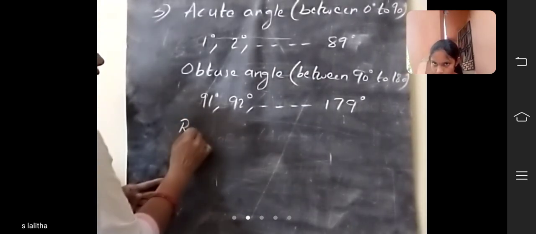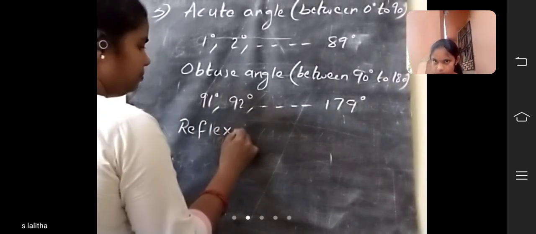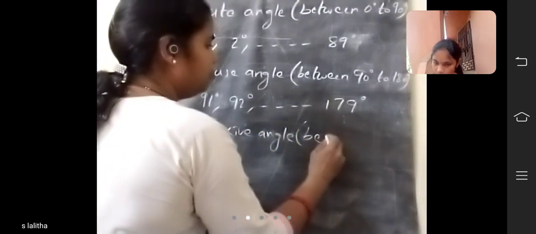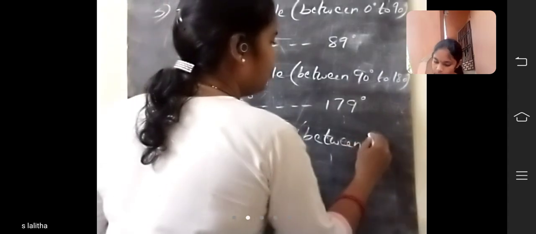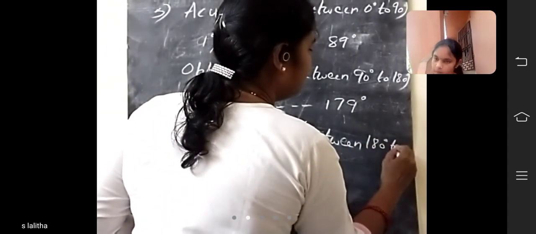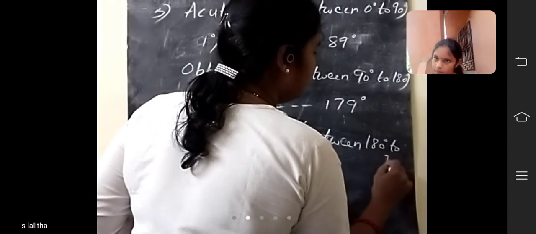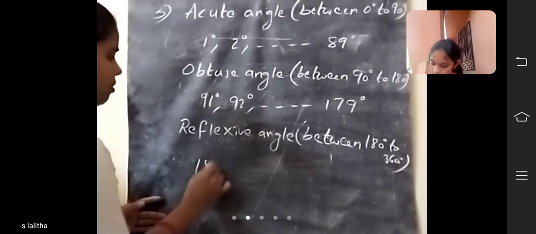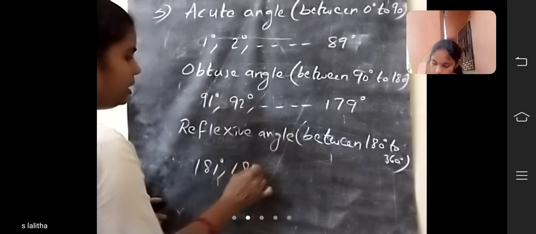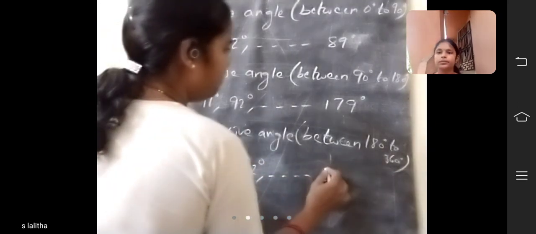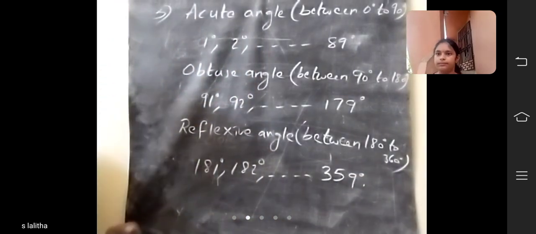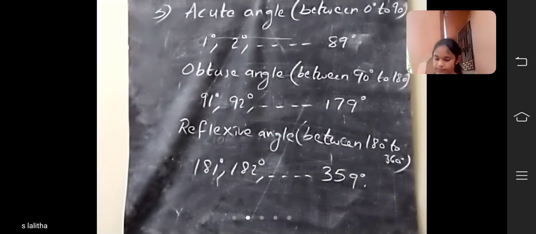Next, reflexive angle, between 180 degrees and 360 degrees. That means you should write 181 degrees, 182 degrees, and so on up to 359 degrees. Okay, children, did you understand? Right.